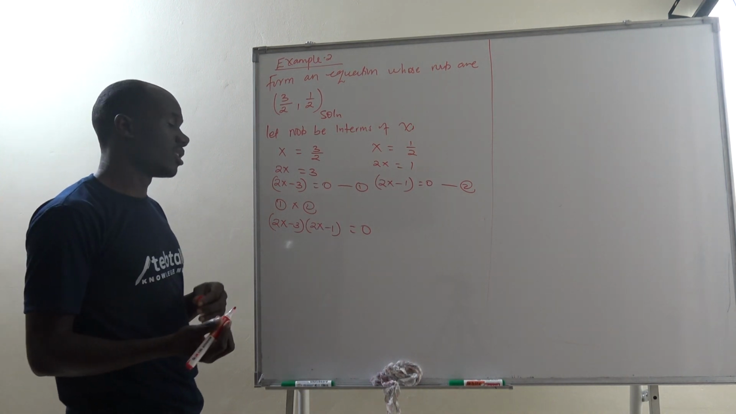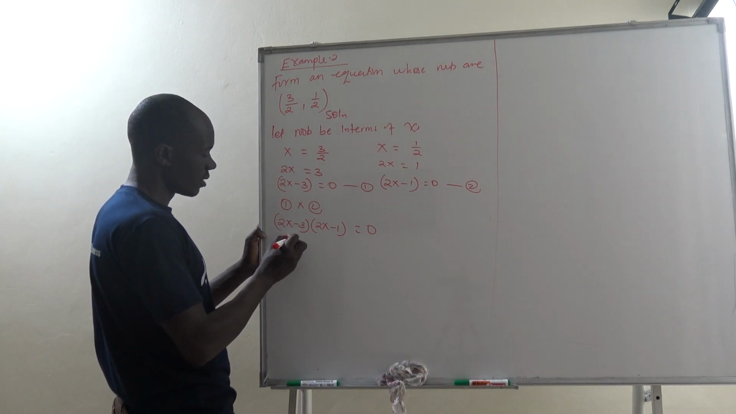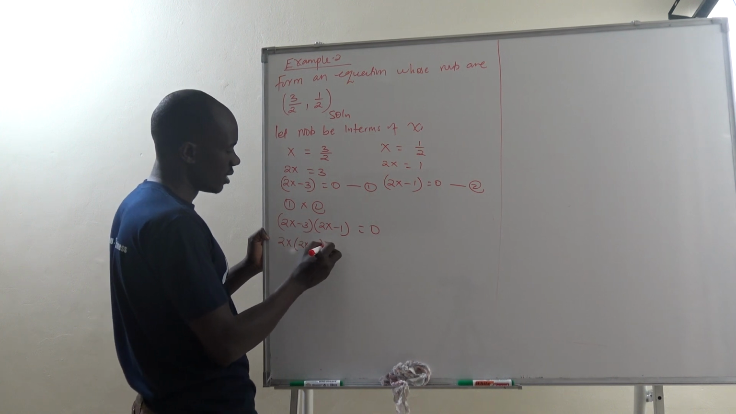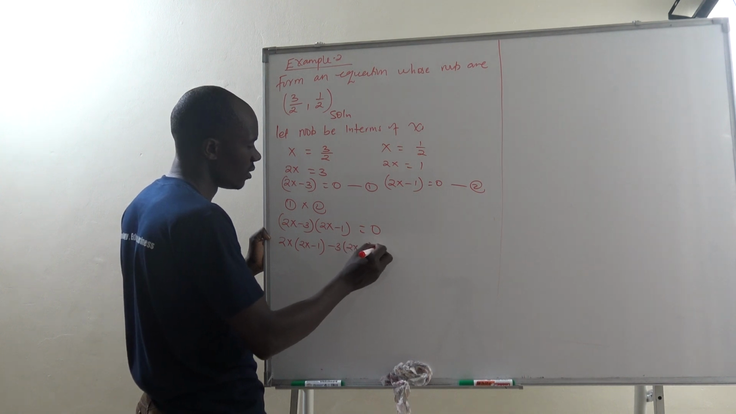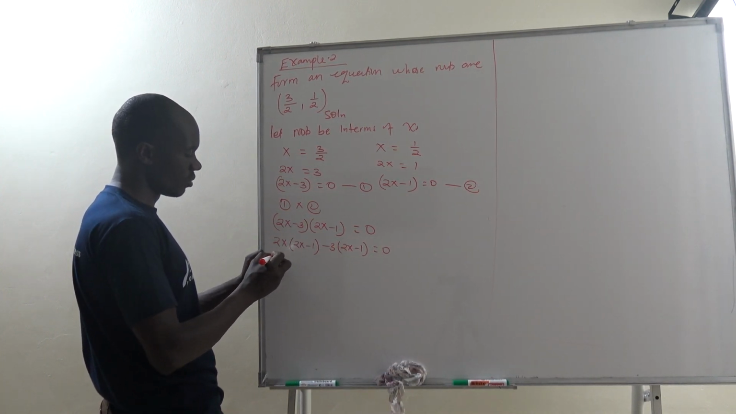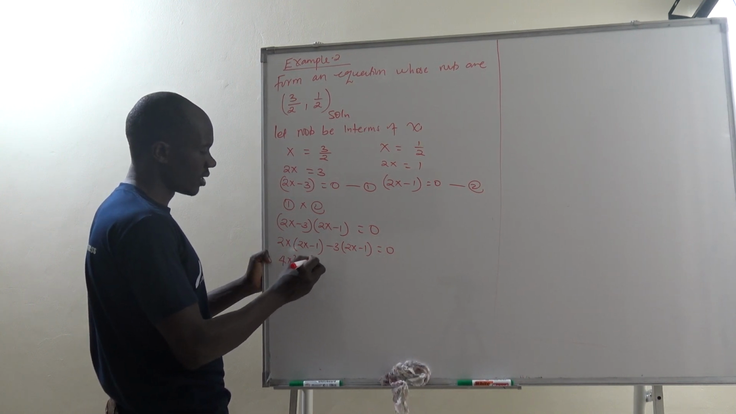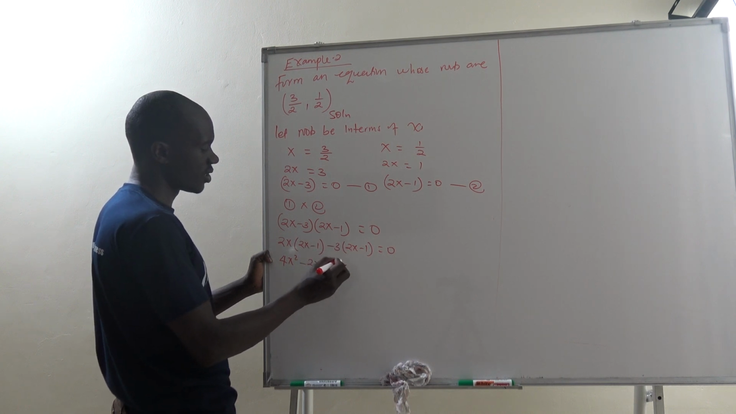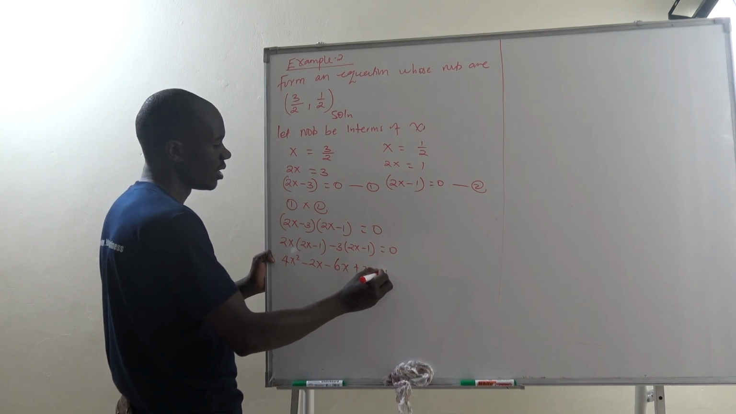So we use our understanding to open. We say this is 2x into 2x minus 1. Again here this is minus 3 into 2x minus 1 equals 0. So we are free now to open brackets. 2x times 2x, we are getting 4x squared minus 2x. Again, a negative 3 times that, you are getting negative 6x. A negative times a negative, we are getting positive 3 equals 0.